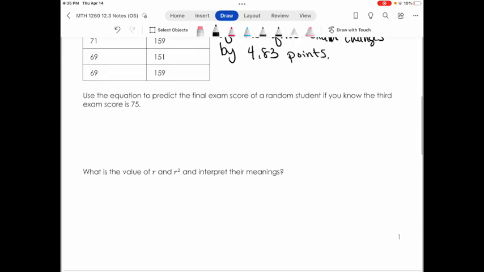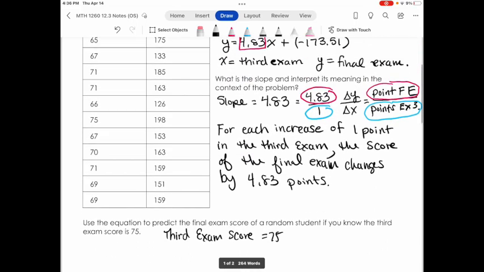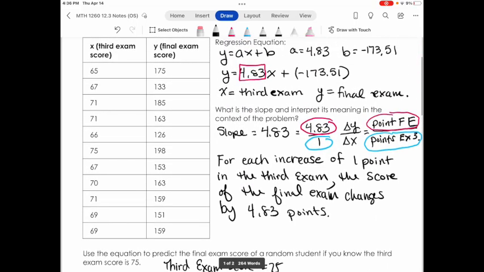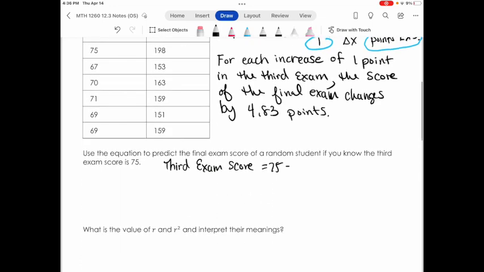The next question says, use the equation to predict the final exam score of a random student if you know the third exam score is 75. So we know the third exam score is 75. And when we look at how we labeled everything, the third exam score was our x. So 75 is x. And when we use our equation, we have y equals 4.83x minus 173.51.